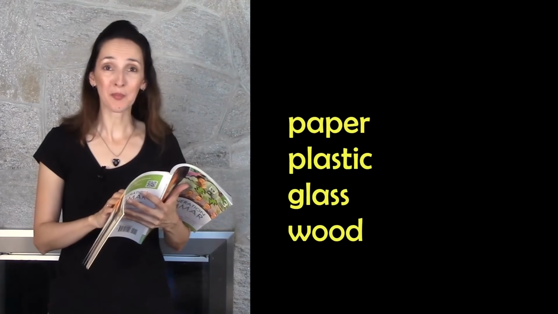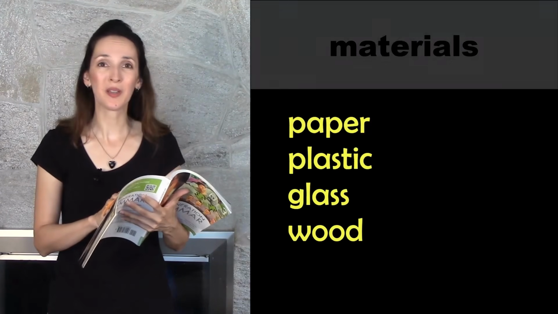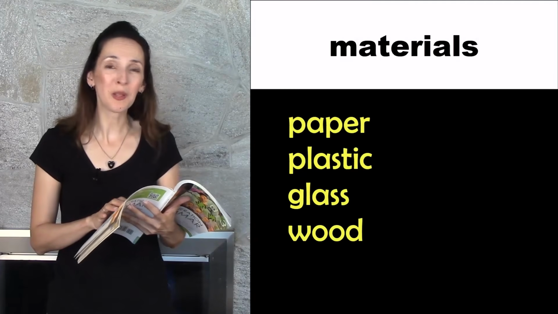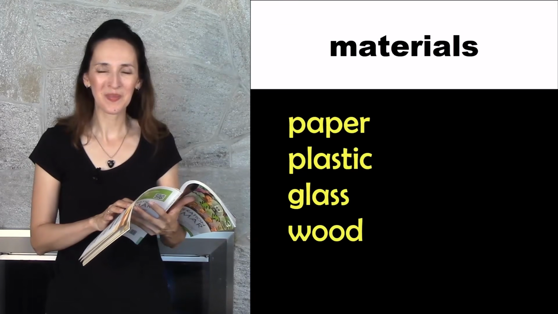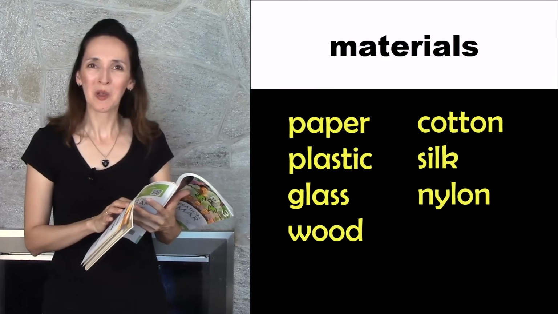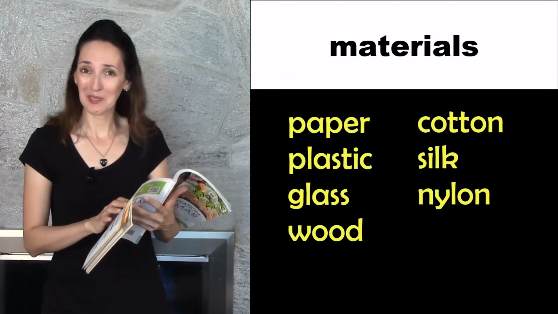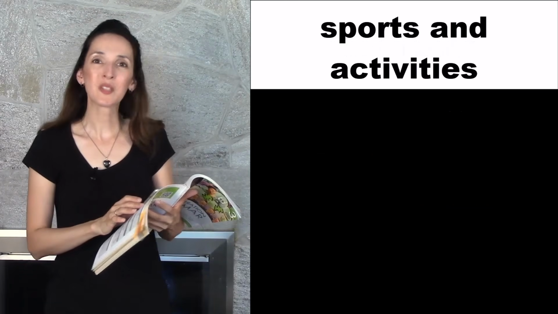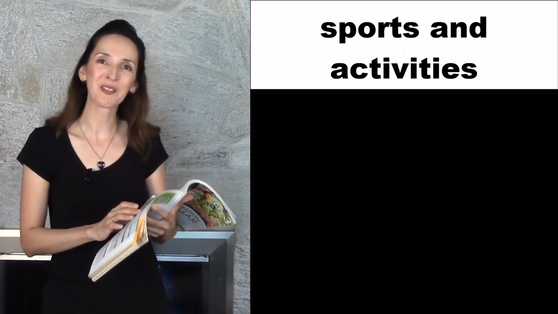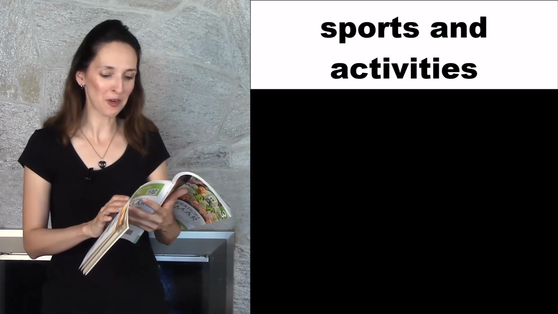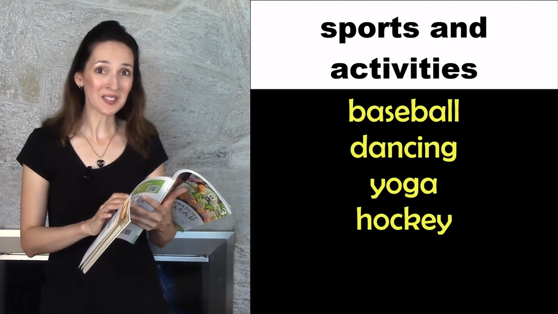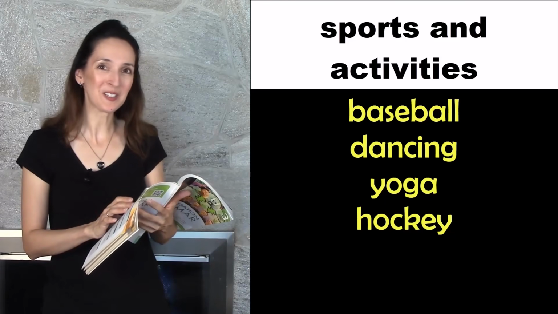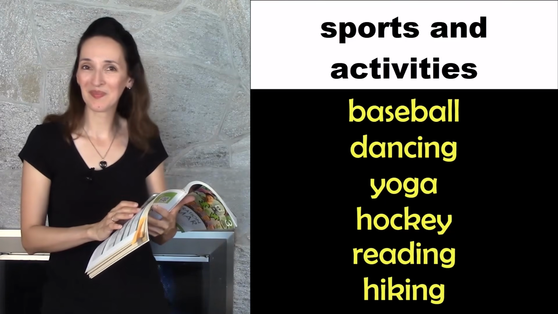Nouns like paper, plastic, glass, and wood are materials, and they're uncountable when we use them in the general or abstract sense. What are you wearing right now? Cotton? Silk? Nylon? Names of sports and activities are often uncountable, and they take a singular verb. Baseball, dancing, yoga, hockey. What are your favorite activities? Reading, hiking?